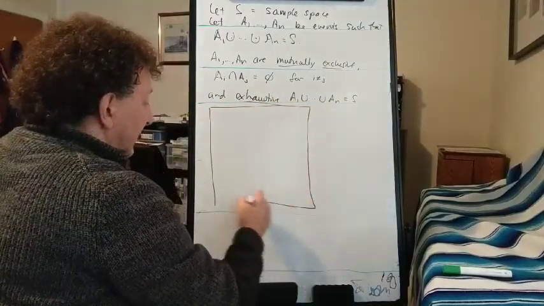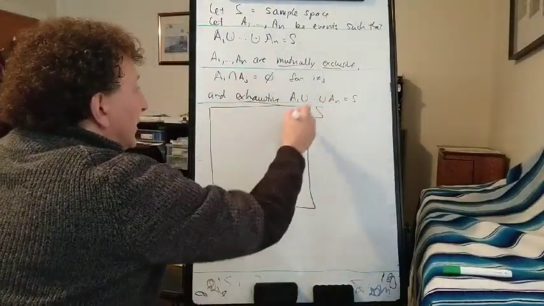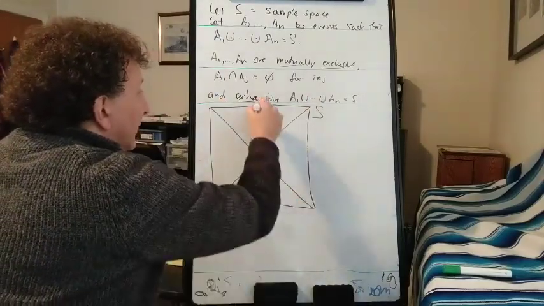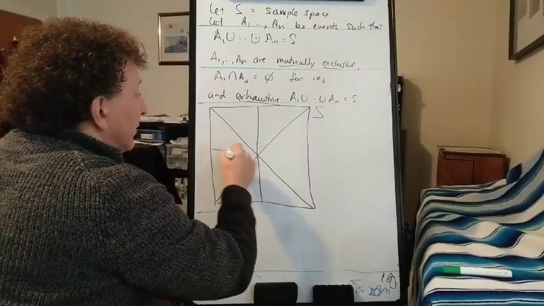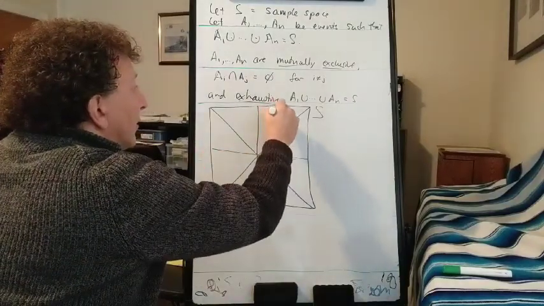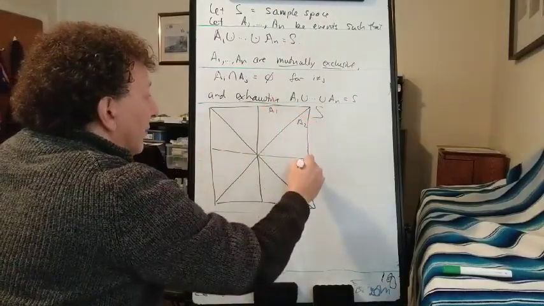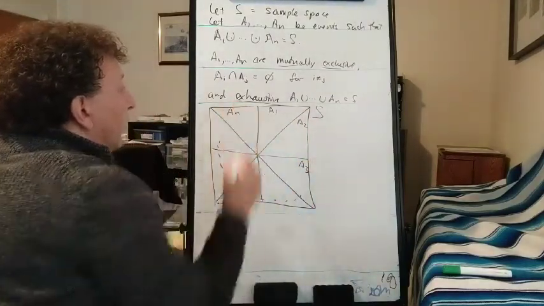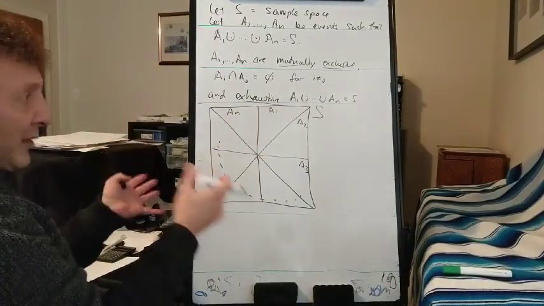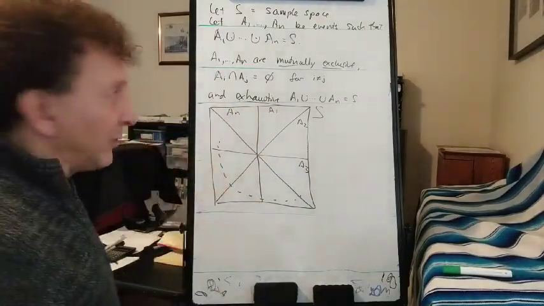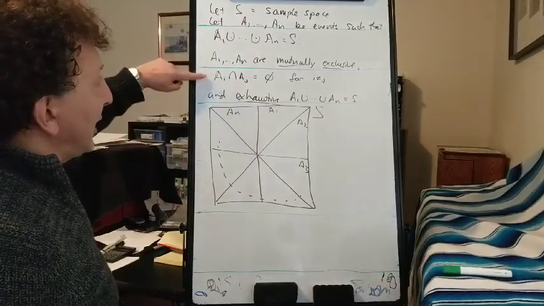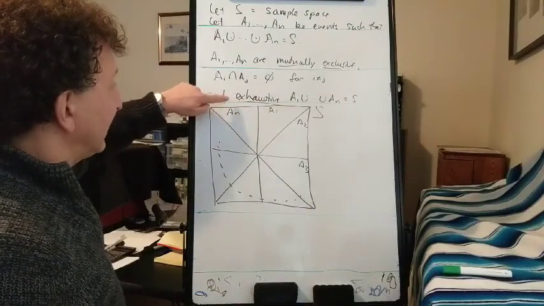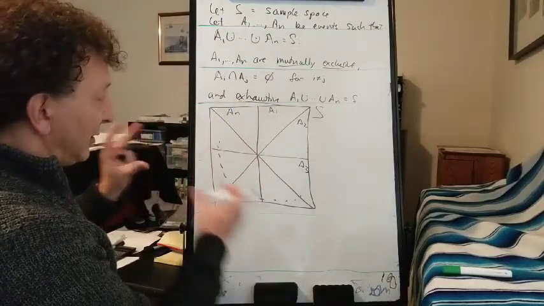So here's a picture. If this is S, then we're breaking S up into pieces, such that when we put them together, we get all of S, and no two of these pieces overlap. No two of them overlapping is called mutually exclusive. Putting them all together and getting S is called exhaustive. We've got everything in here and no two regions overlap.